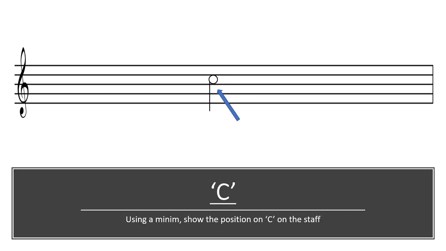Like that. So remember, your minim was a hollow note head with a stem, and it doesn't have any tails coming off of it. So there was G on the line, A on the space, B on the line, C in the space. So you should have ended up with that there.